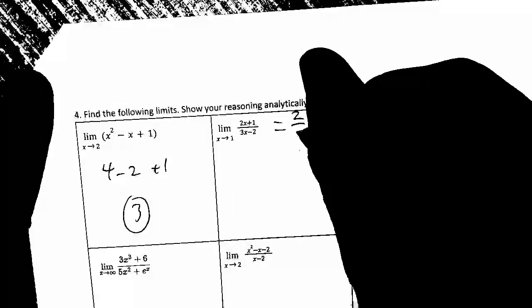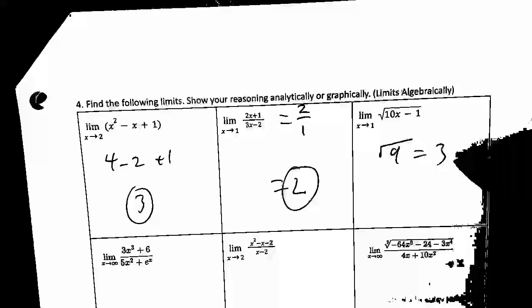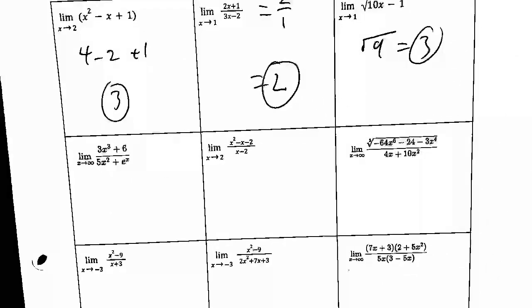Just plug in a 2, right? So plug in a 2, you get 4 minus 2 plus 1. That's just 3. Easy peasy, right? Here, same thing. Plug in a 1. We're going to get 2 on top and 1 on bottom, so it's just 2. Easy. Plug in a 1. Same thing here. Nothing special. It's just square root of 9. It's just 3. So these are all straightforward.